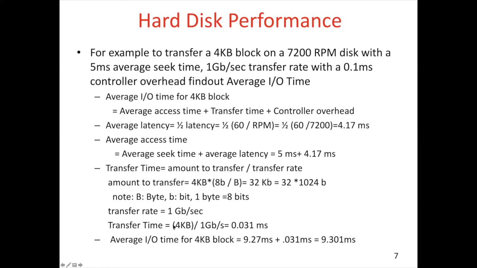So the transfer time is calculated as 4 kilobyte divided by 1 gigabit per second, which is equal to 0.031 millisecond. Therefore, the average input-output time for a 4 kilobyte block is equal to 9.27 millisecond, calculated here, and 0.031 millisecond, calculated at this step, plus the 0.1 millisecond controller overhead. And if we sum them up, it results in 9.301 millisecond.